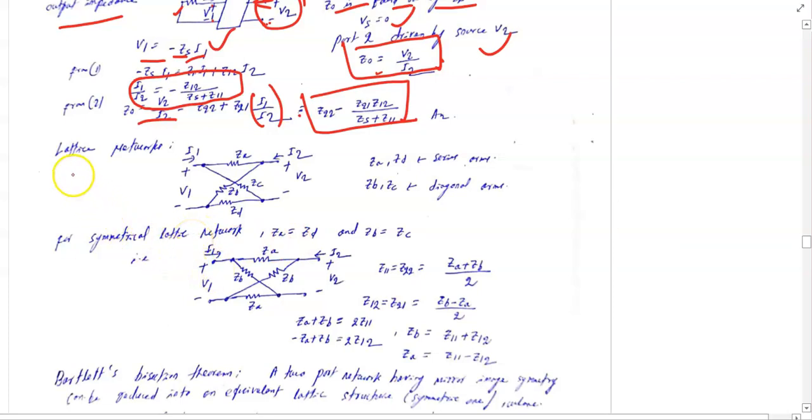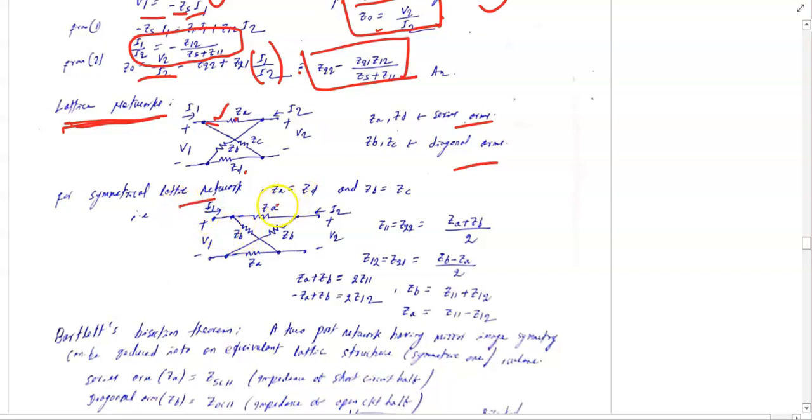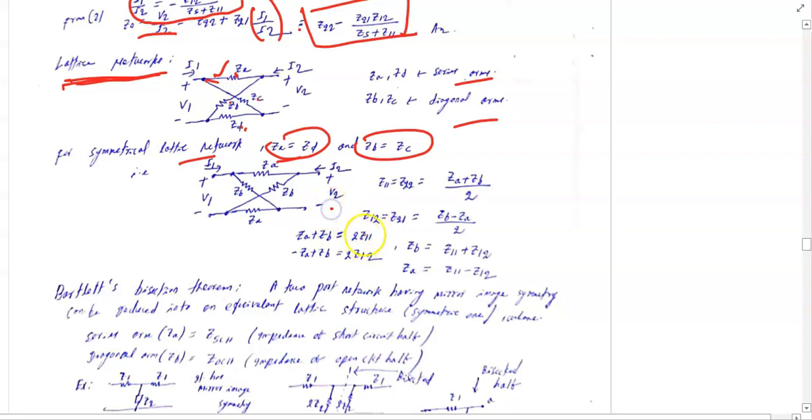Now come to some significance, though it is not important, but just see here. This type of network is called the lattice network, with a series arm and a diagonal arm. ZA and ZD are called the series arms, and ZB and ZC are called the diagonal arms. What is a symmetrical lattice network? ZA equal to ZD, ZB equal to ZC. Series arms are equal and diagonal arms are equal. Then we follow the same process. You can find out the G parameters for any network as we have done.